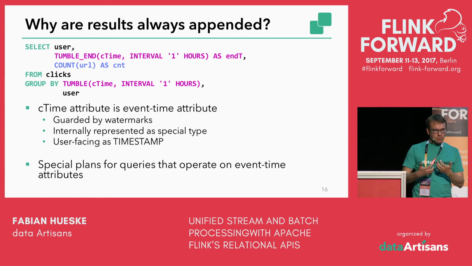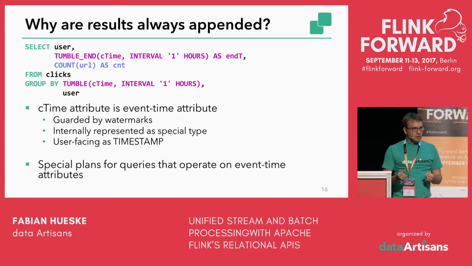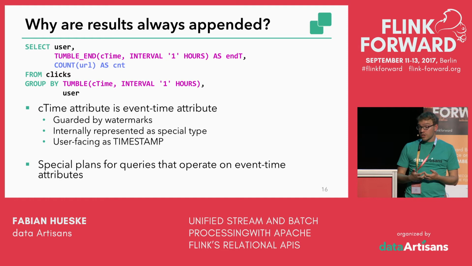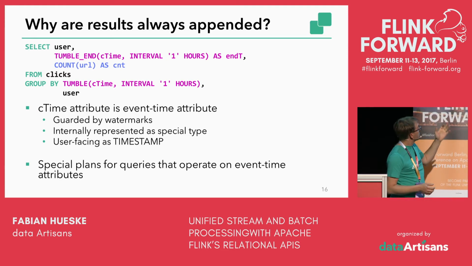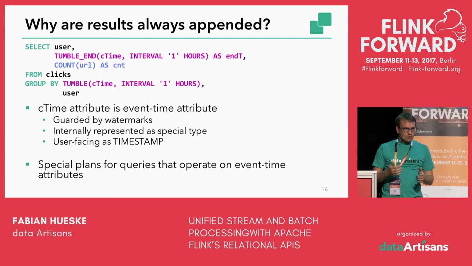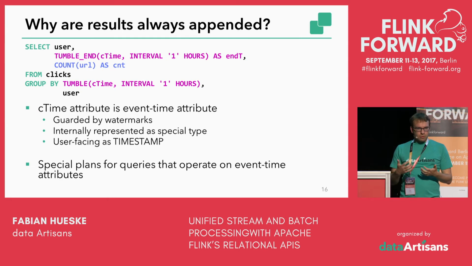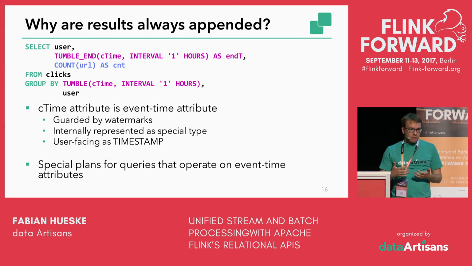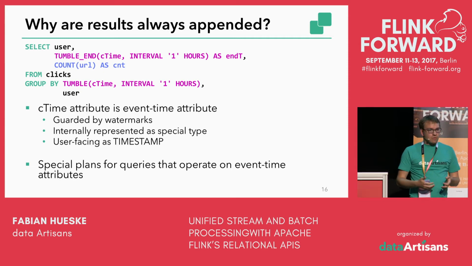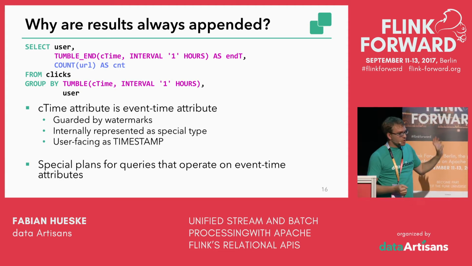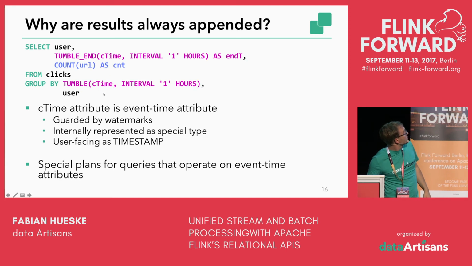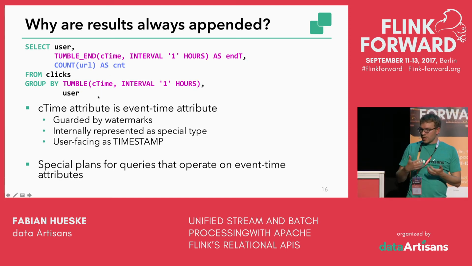So what's the big difference, semantically, between the first query and the second one? Both are grouping queries which do simple count aggregation. Well, the difference here is that this ctime attribute is an event time attribute. If you used the DataStream API before, you're probably aware of the concept of event time and event time timestamps. So in this case, this ctime attribute, which is used in the tumble clause here, is such an event time attribute, which means it is guarded by watermarks.